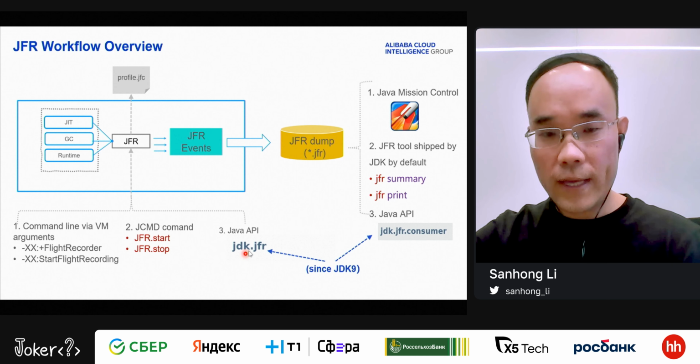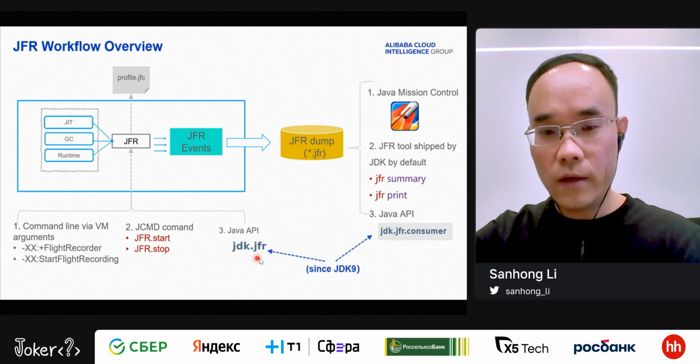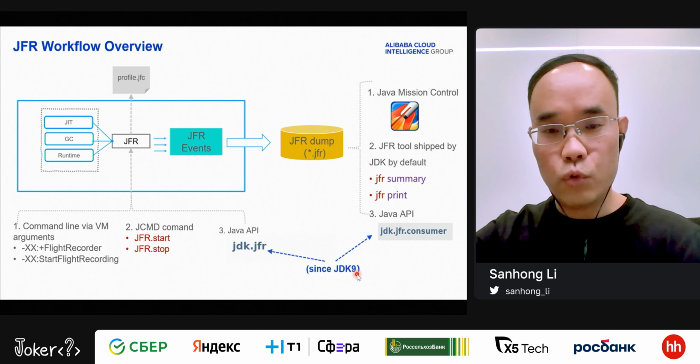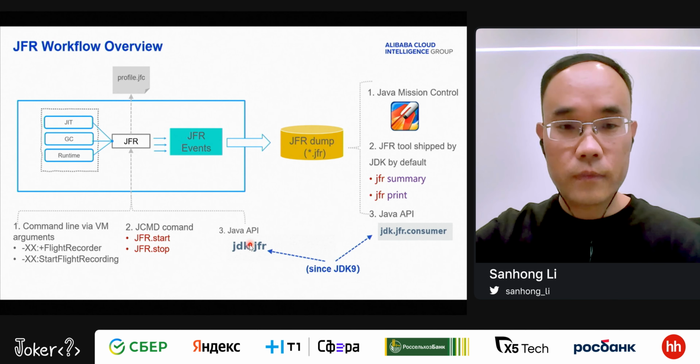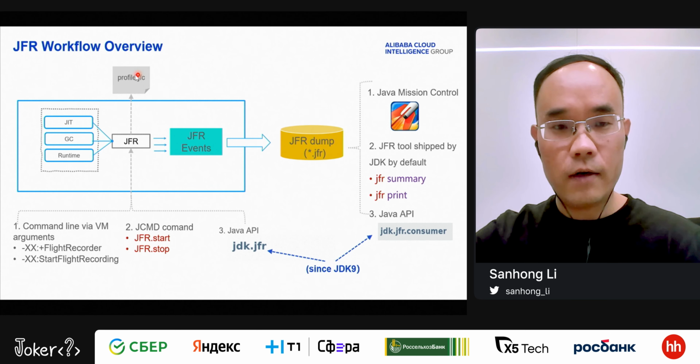And then you can also implement it in your Java source code. You can rely on the JDK JFR API. The API has been shipped since JDK 9, and you can enable, stop, and control recording in your source code. It's very flexible. Another thing is that you need to provide some configuration for JFR. In this example, the configuration file is called profile.jfc.